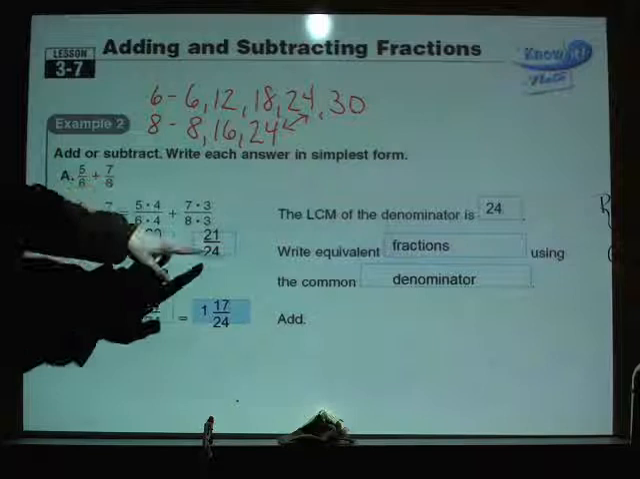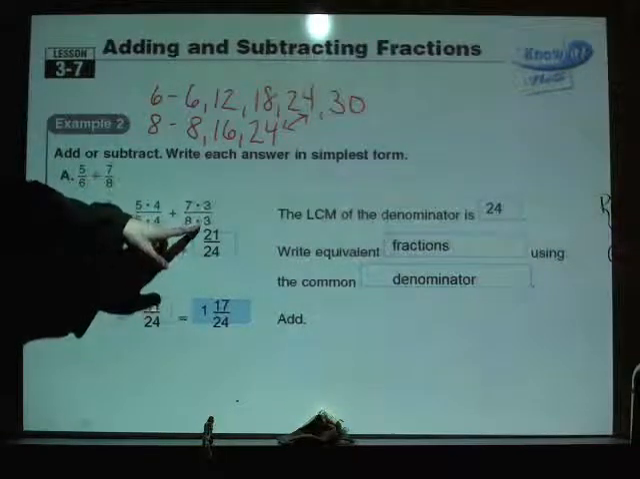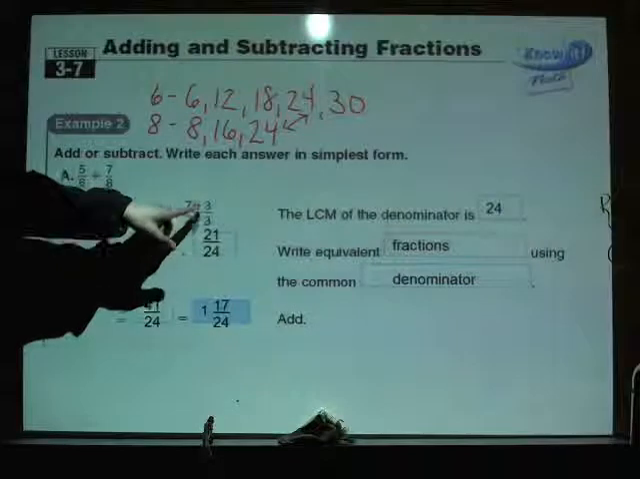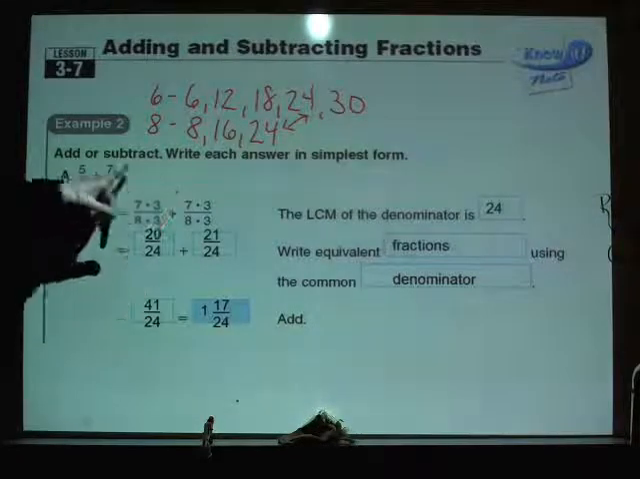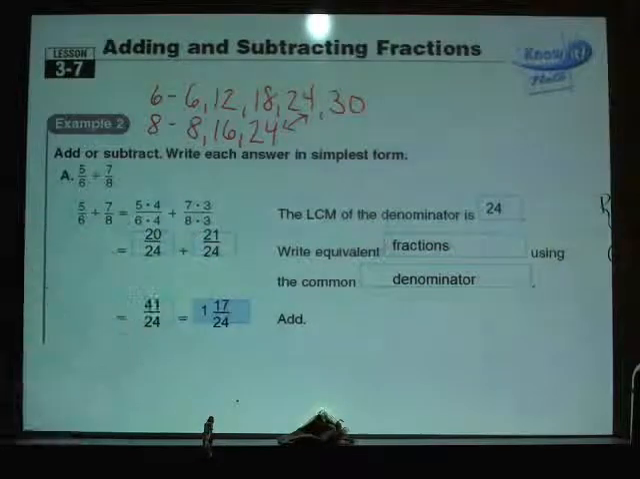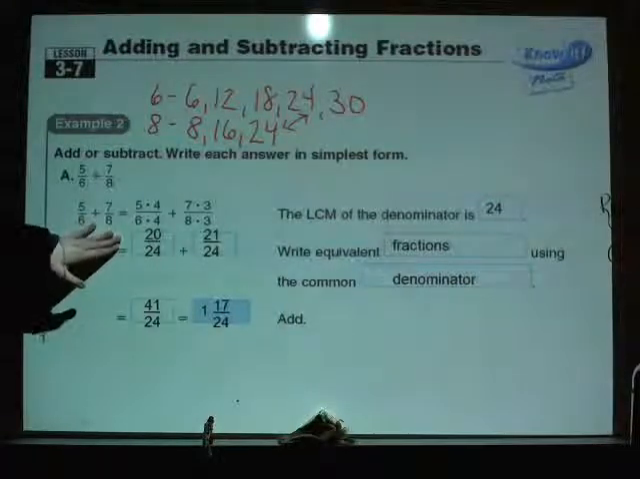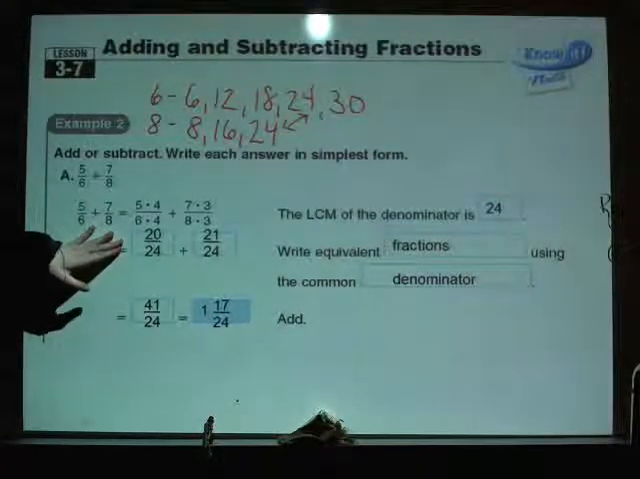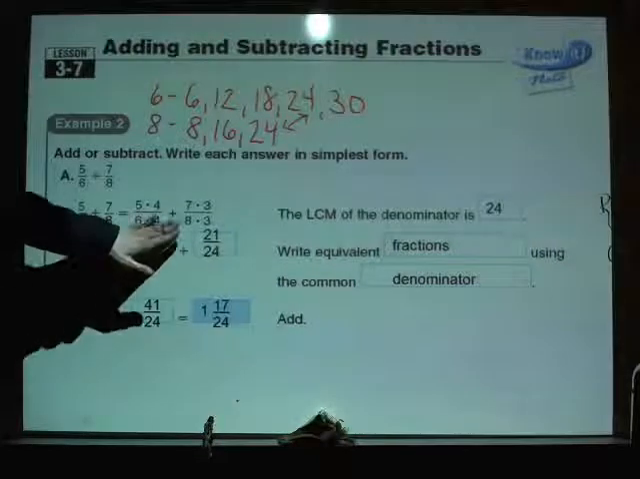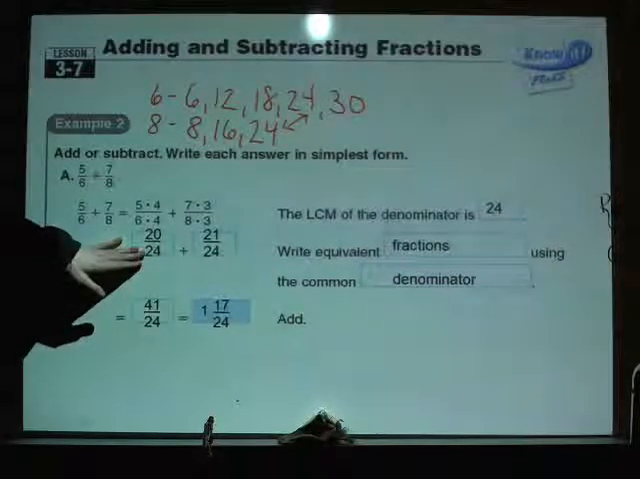To change 8 into 24, you have to multiply by 3. So I'm going to have to do the exact same thing to the numerator. So I'm going to take 7 and multiply it by 3, which is what they're showing you right here, and I get 21/24. Now that I have a common denominator, which is what they're showing me here in the third line, now I can go ahead and add these guys together. Again, I'm going to add the numerators, 20 plus 21, which is 41, and the denominator is going to stay the same at 24.